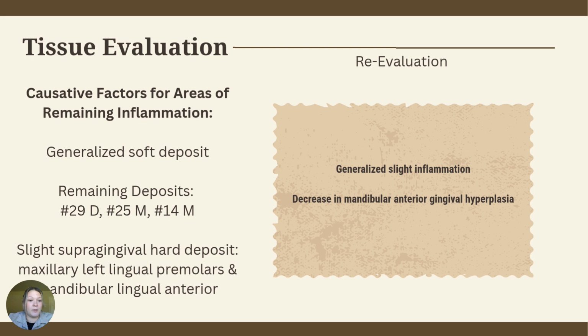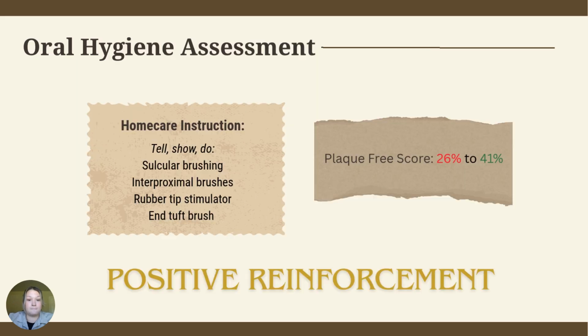He did have a few remaining deposits, number 29 distal, number 25 mesial, and number 14 mesial. And he had some slight supragingival hard deposit on the maxillary left lingual premolars and the mandibular lingual anterior. There was a decrease in the mandibular anterior gingival hyperplasia.